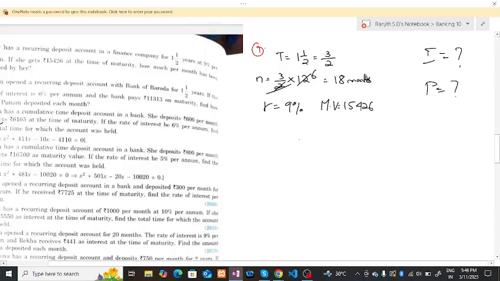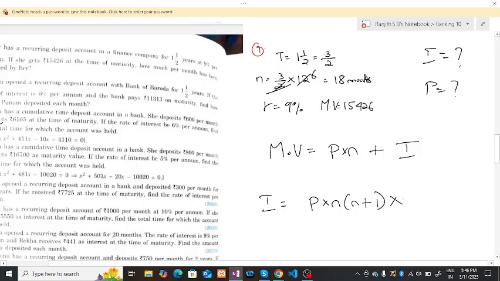Interest and principal are missing. What do we do? What are the two main formulas we use, students? Maturity value and interest. Okay, now write the formula. What is the maturity value formula? MV is P into N plus I. Next, what is the I formula? I is P into N into N plus 1, R divided by 100, 2 into 12. Concentrate, all of you. This is a tough, important question.